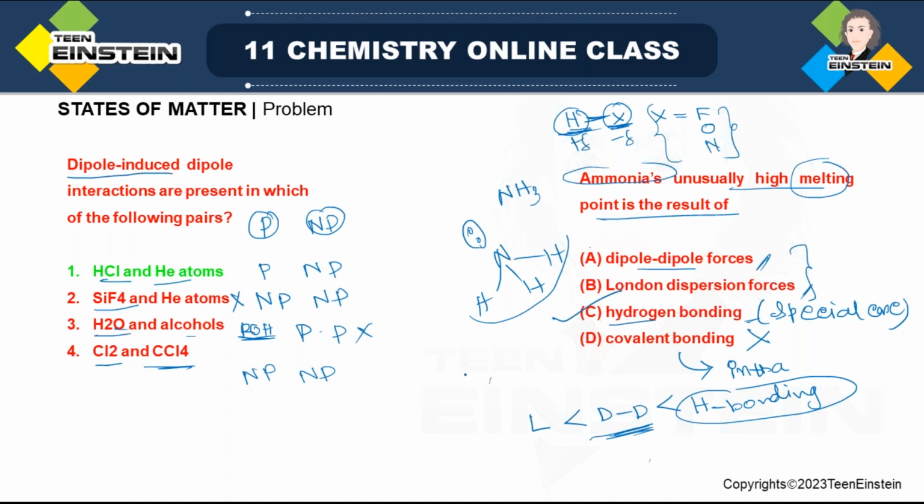So hydrogen bonding is possible between two ammonia molecules, and because of this hydrogen bonding, it is difficult to separate ammonia molecules from each other, because here we are talking about melting point, that is, converting from solid to liquid. So you have to give priority to hydrogen bond.